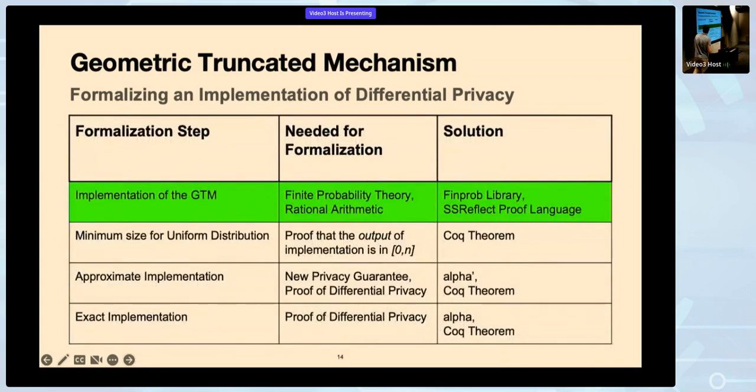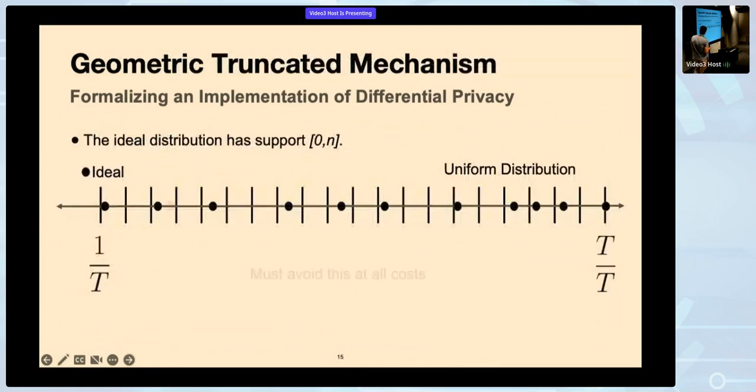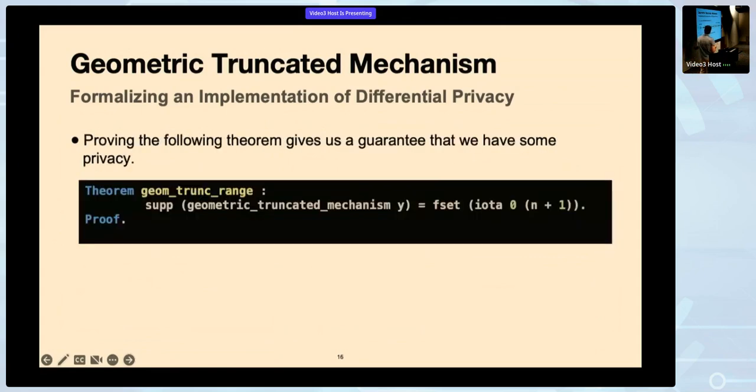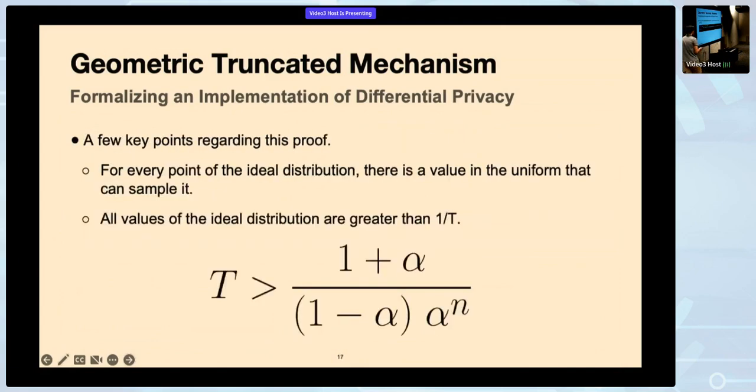And now I'm going to move on to talking about the minimum size that we need our uniform distribution to have. Once again, we have this horrible situation that we need to avoid at all costs to have some privacy in our implementation. Proving this theorem, which basically says that the support of our implementation is exactly 0 to n, is enough to give us some privacy. So let's think about why this is the case. Basically what this is saying is that for every single point in our ideal distribution, there's a value in the uniform distribution that can sample it.